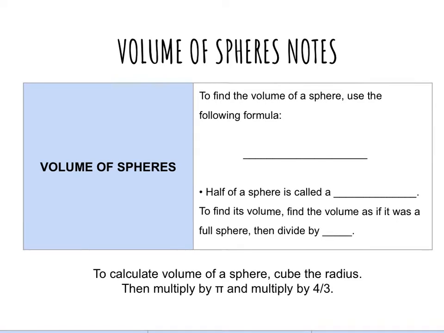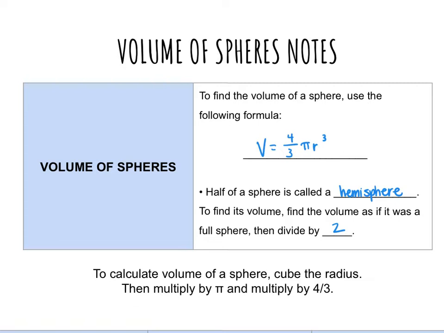And that formula is that V equals 4/3 times pi times the radius cubed. So 4/3 pi r cubed. We also might see half of a sphere, and half of a sphere is called a hemisphere. So to find the volume of a hemisphere, you're going to find the volume as if it was a full sphere and then divide by 2 at the end. I think that's the easiest way to do it.